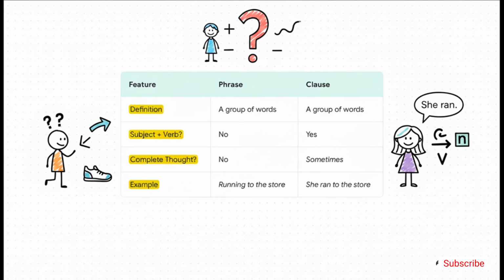Look, both are just groups of words, right? But here is the key, the absolute most important part. A clause must have both a subject and a verb that go together. A phrase, on the other hand, is missing one or maybe even both of those. So in the example, running to the store, we have no idea who is running. But in she ran to the store, bam, we have our subject, she, and our verb, ran. That's the whole game right there.